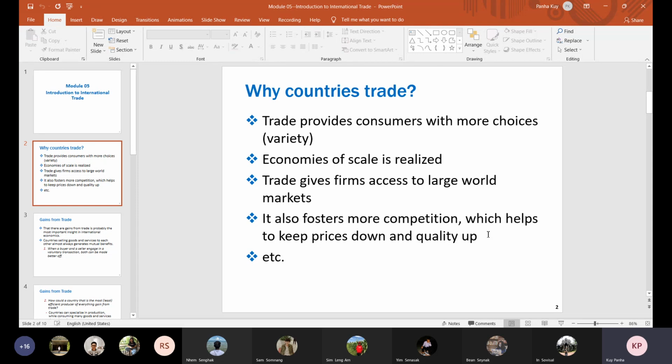Another reason is that trade gives firms access to the large world market. When we open to trade, we have a bigger market that we can access. That is why some countries prefer to trade with big-population countries, for example America, China, or the European Union. You remember, around 5 years ago, we had the Trans-Pacific Partnership Agreement that was introduced by the U.S. in the Barack Obama period. Cambodia is also one of the members of the TPP.